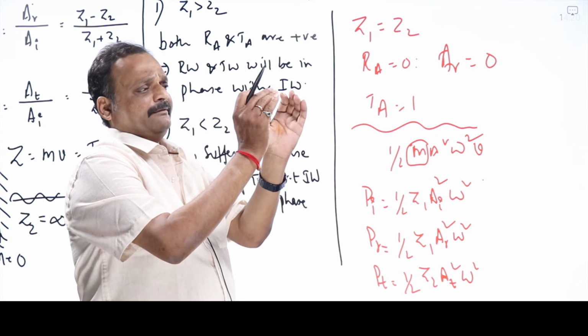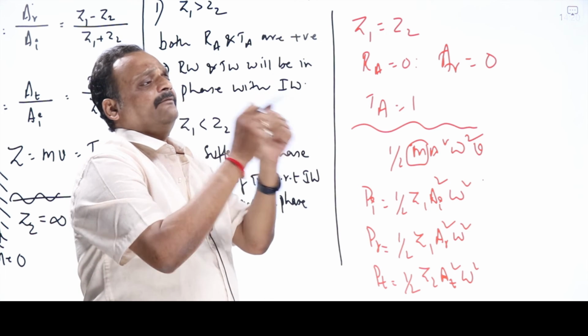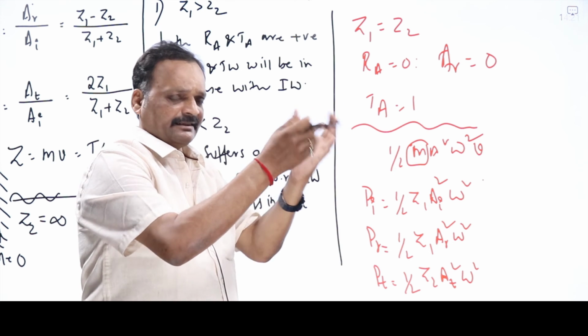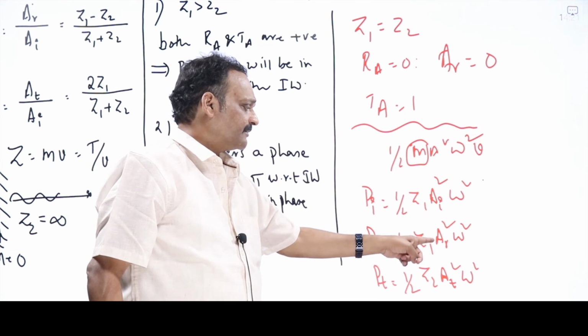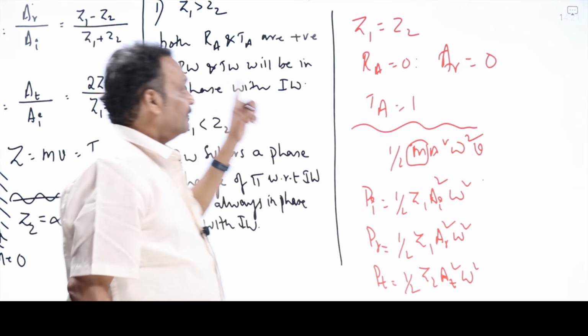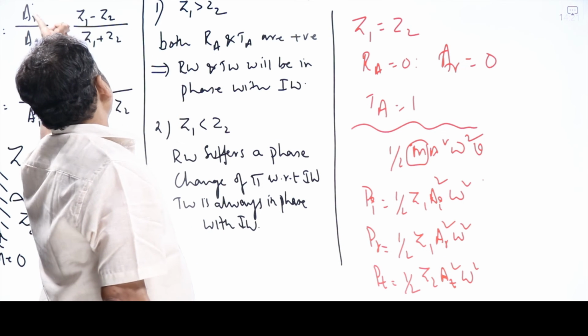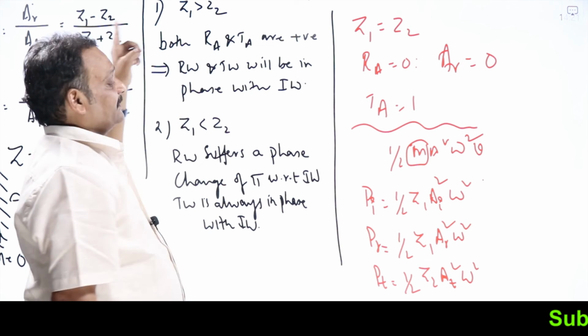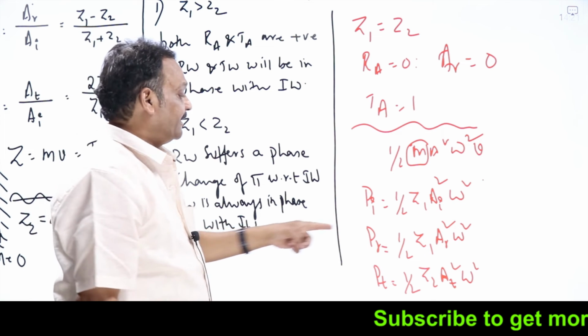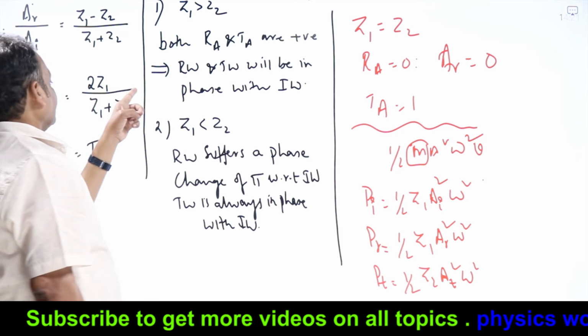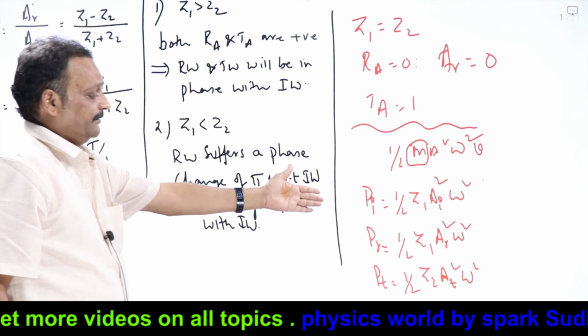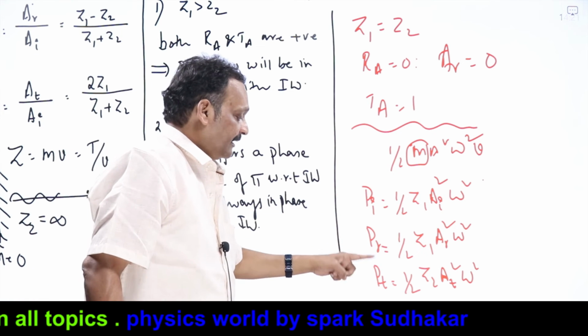This is the conservation of energy principle. If 100 watts of power is incident at the junction and 90 watts got transmitted, then 10 watts must have got reflected. That's it. That will get proven from this. The only thing is you have to substitute the AR and AT values from those expressions: AR by AI equal to Z1 minus Z2 by Z1 plus Z2, and similarly AT equal to 2Z1 by Z1 plus Z2 into AI. Substitute those values and simplify, and you will get Pi equal to PR plus PT.